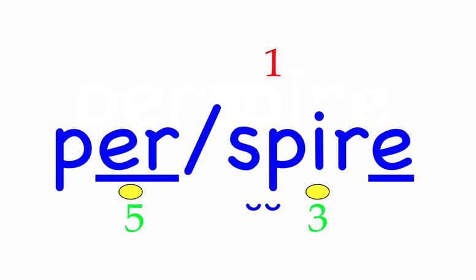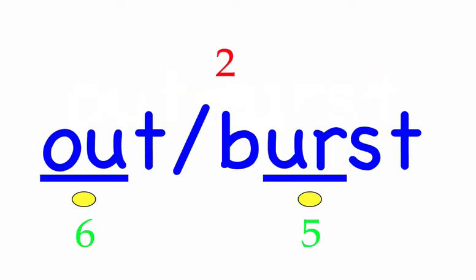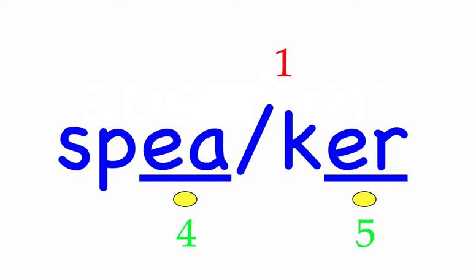Outburst. The student had quite an outburst in class. Out, 2 sounds. Ow, t. Burst, 4 sounds. B, r, s, t. Outburst. Mark the word. Speaker. The speaker today is very famous. Spe has 3 sounds. S, p, e. Cur, 2 sounds. K, r. Speaker. Mark the word.